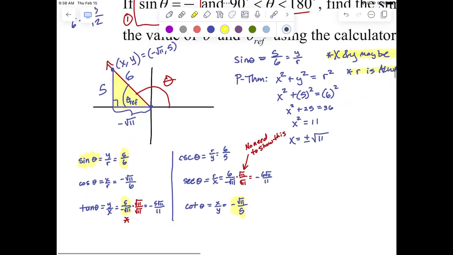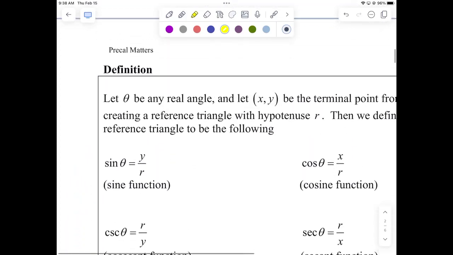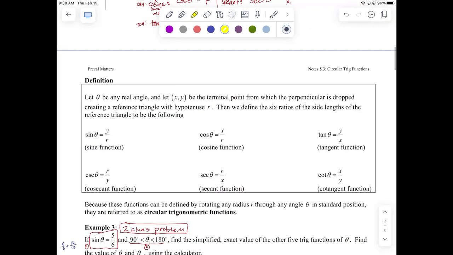Be prepared for a quick quiz on Tuesday over the names and definitions in terms of x, y, and r of your 6 trig functions. All right. Good day today. One last time for the recording: sine, y. Got it.